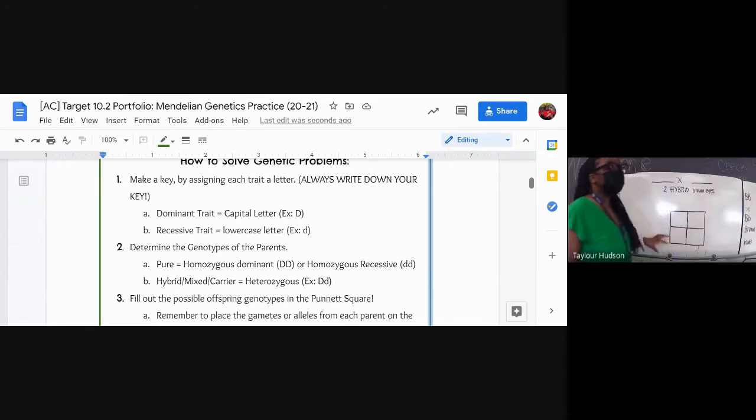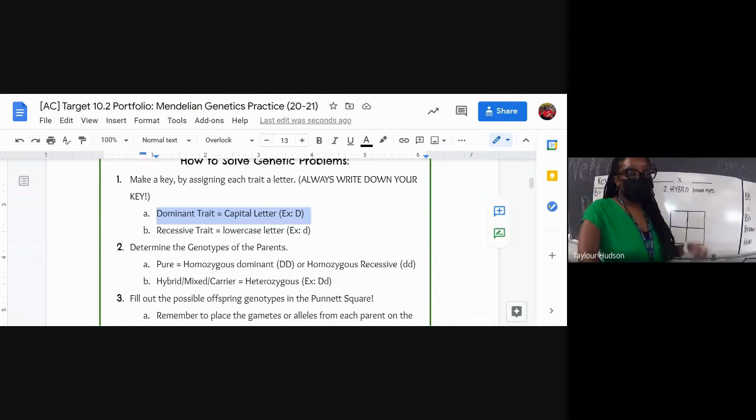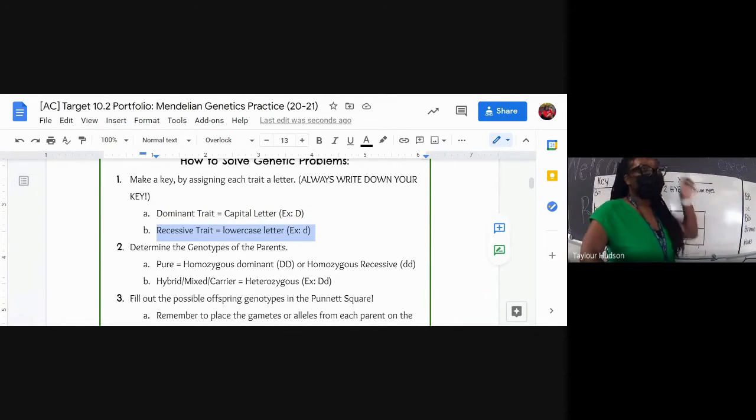All right, now I made it really easy for you guys because I already have the key set up for you. In your key, you're going to write which trait is dominant, which is always going to have an uppercase letter. And you're going to write which trait is recessive, which is always going to have a lowercase letter. All right, so that is always your first step when you do a Punnett square problem. Even if I do not give a key or a space for the key for you, you have to know on a separate piece of paper, that is the very first thing you should always draw out or write out. What the key is, what each of your letters are going to be, and what they're going to represent.